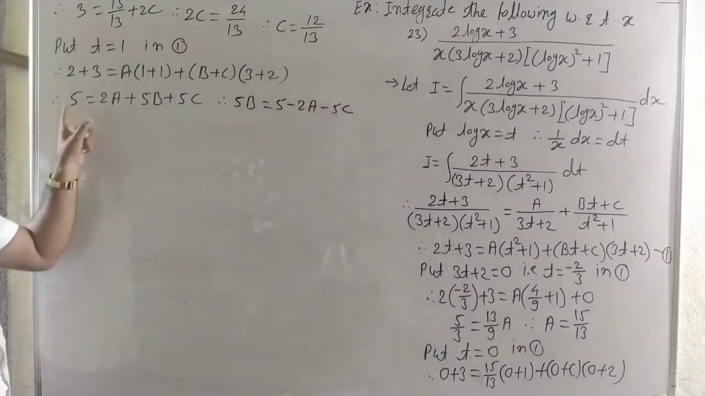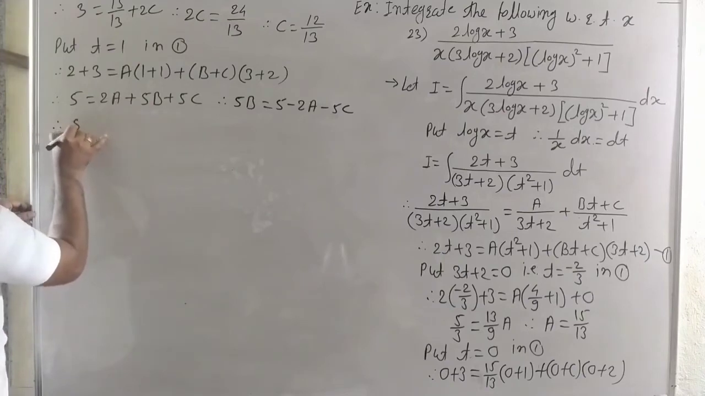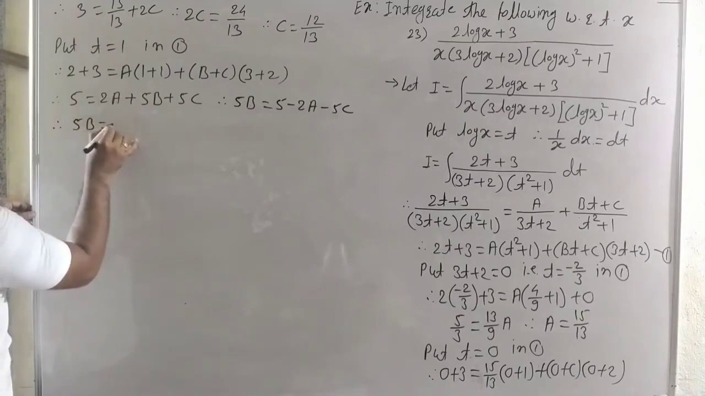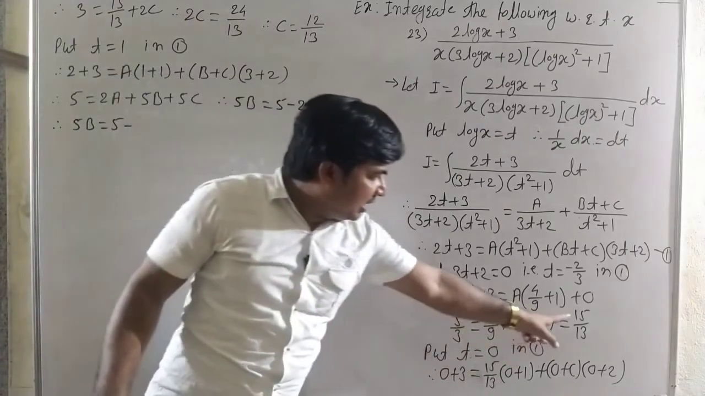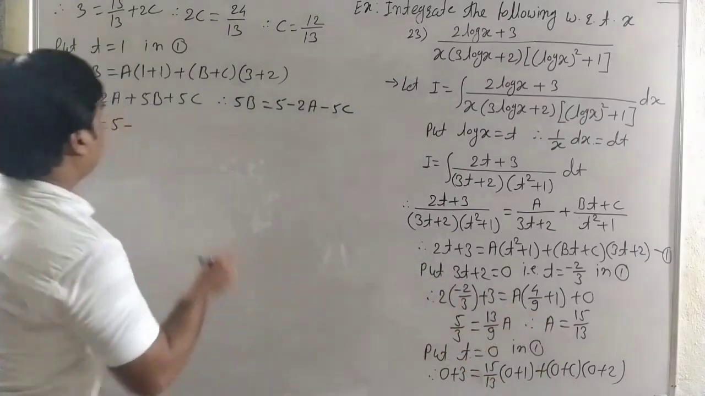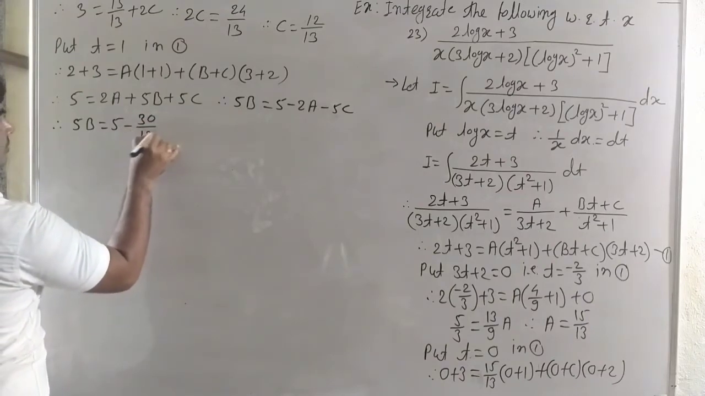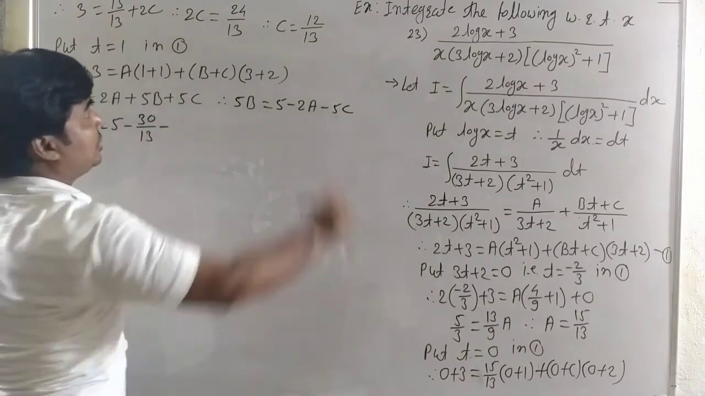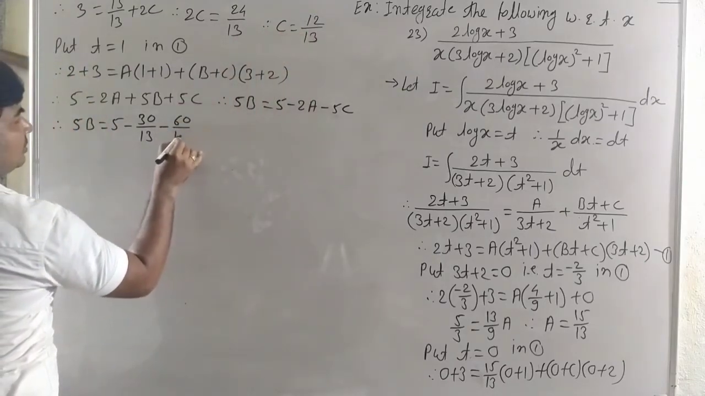Here 5b is equal to 5 minus 2a minus 5c, and therefore 5b is equal to 5 minus 2a. A is 15 by 13, so 2a is 30 by 13, minus 5c, c is this, therefore it is 60 by 13.